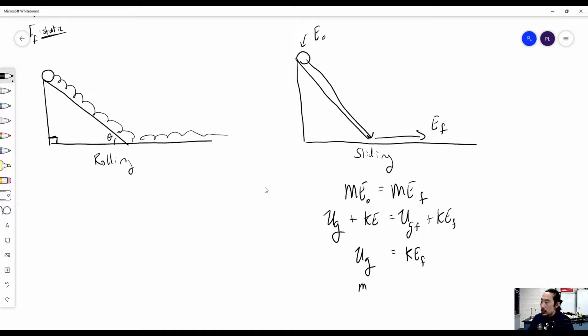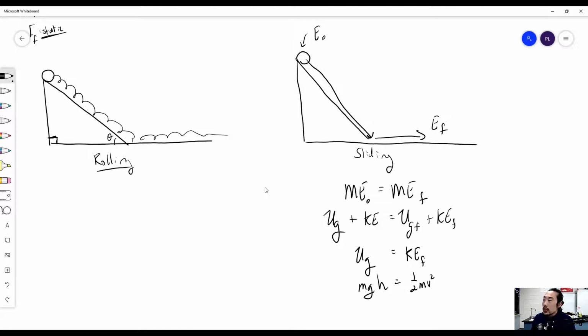Okay, and then we can substitute in our formula of mgh is equal to 1/2 mv squared, right? And then we can solve the problem that way. So this is what we were used to before when we were doing the conservation of energy unit. Now let's switch it up. Now we have a rolling object.